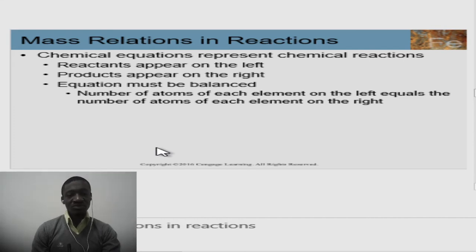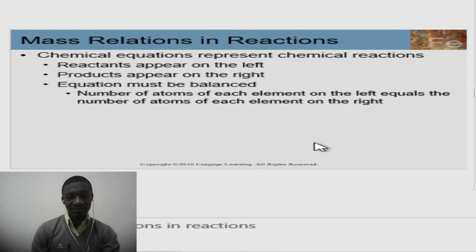So chemical equations are represented with chemical reactions, and you have your reactants on the left and your products on the right. In this case, we're trying to ensure that the equations must be balanced. You must have an equal number of atoms and an equal number of elements on both sides. Each of them has to be balanced.